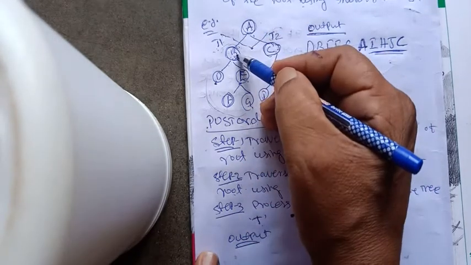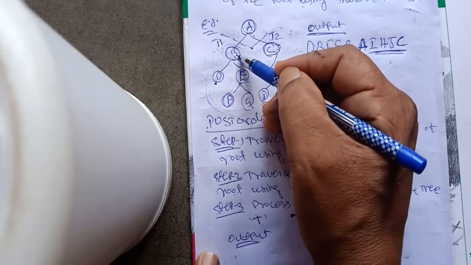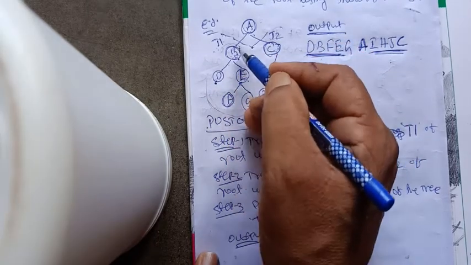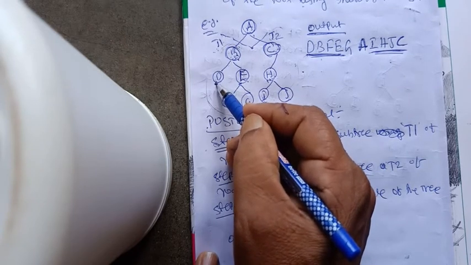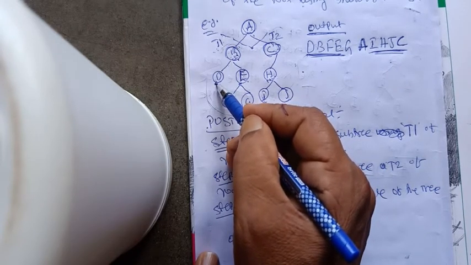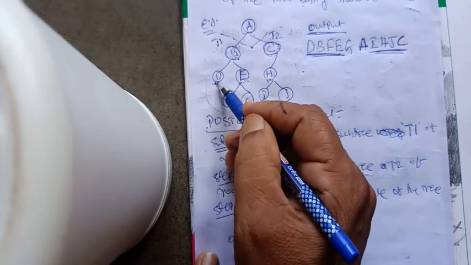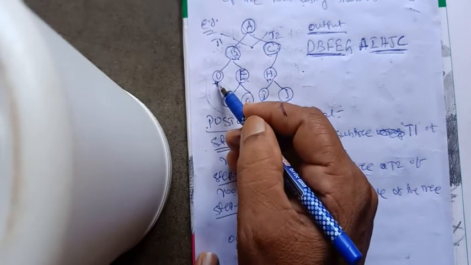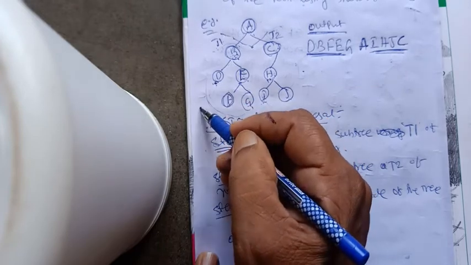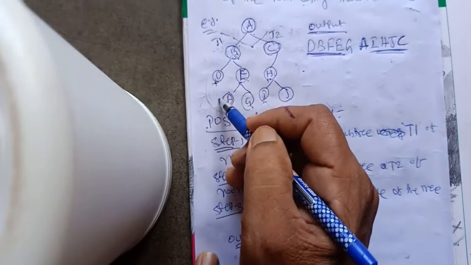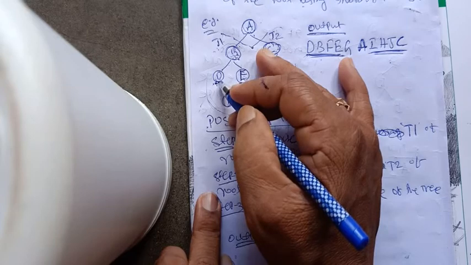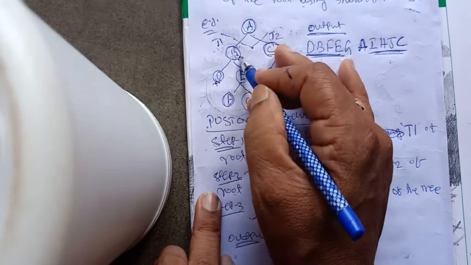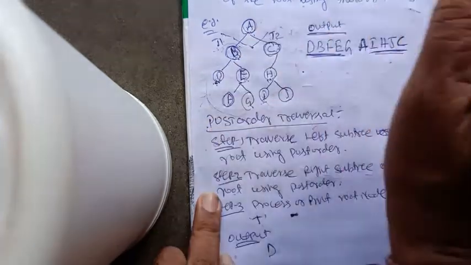Root of T1 is B. So now instead of processing B, again we should move towards its left. So in its left D, we say D is root of the left subtree of T1. Now D doesn't have any left, neither it has any right. So D should be processed first. So output is D processed. Okay. So once D is processed, we say left subtree of node B is completed.